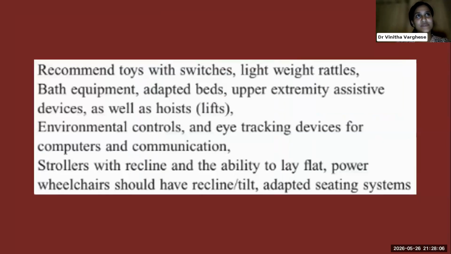Here we're still going back to the 2018 guidelines when we are talking about a standard of care. What's interesting is that all the way in 2018, they talk about lightweight rattles and bath equipment and adaptive beds and hoists. These are things that, while we keep them in mind, I find harder to translate into daily clinical practice. Even the eye tracking devices for computers and communication are easier said on paper than put into practice. But with the support of a few families, we're actually able to do this.